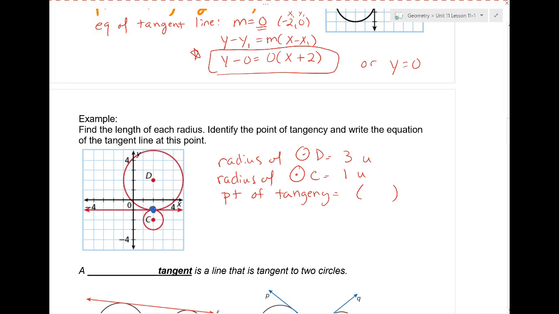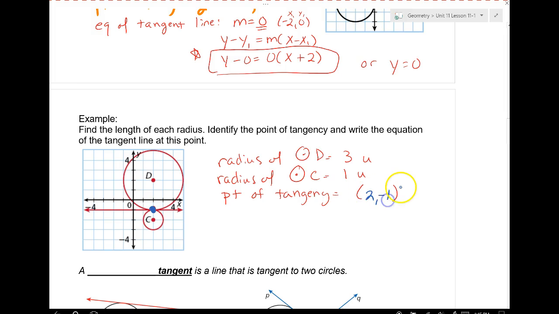Guys, what's your ordered pair? 2, -1. Perfect. Now, this lovely line is my tangent line once again for those 2 circles. So if I'm looking for the equation of the tangent line, what's my slope? The slope is 0. Is that my point right there?